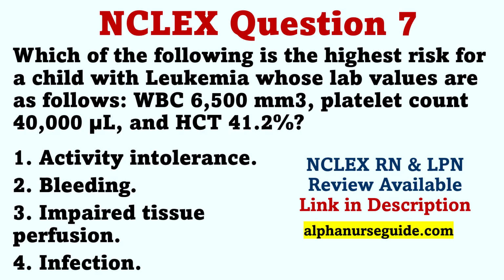The correct answer is 2. A normal platelet count is 150,000 to 400,000 per microliter. A platelet count of 40,000 per microliter is low and puts the child at risk for injury, bruising, and bleeding. Hematocrit of 41.2% is normal. Therefore, the child will have adequate oxygenation and tissue perfusion. 6,500 is a normal white count. Therefore, the child has no increase in risk for infection.